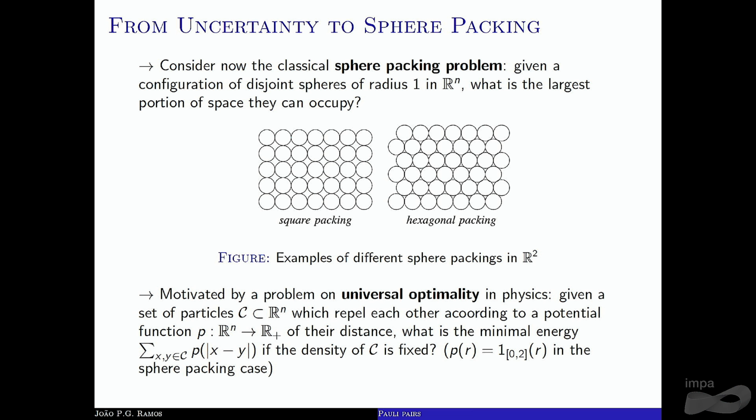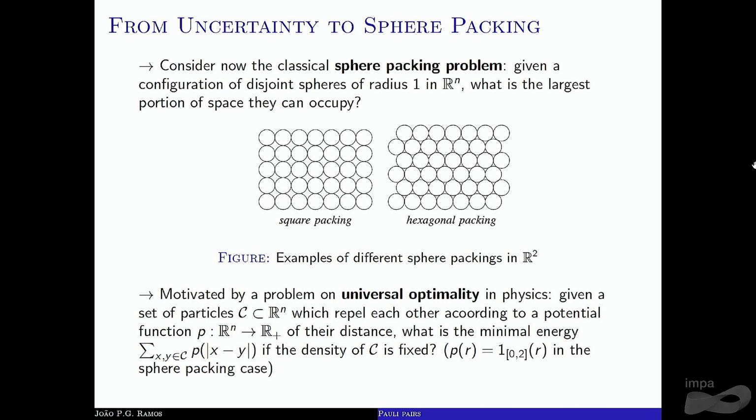And this problem is actually related to the problem of universal optimality, which is a dual version of this. The problem of universal optimality asks: let's say we're given a potential function that is radial, depends only on the distance of the points, and is decreasing, and we know the density of the particles we're dealing with is fixed. So we're given a bunch of particles, we know their density, and we want to know the best configuration for these particles according to this potential energy, that is, the one that minimizes this sum.